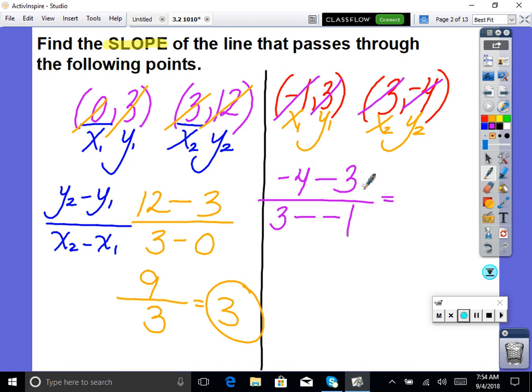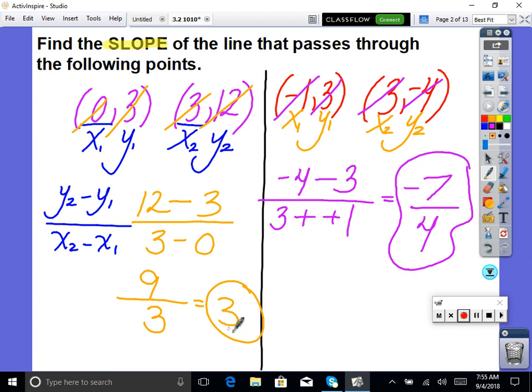Don't just see a 4 and a 3 and assume it's one. Think. -4 minus 3 more is negative 7. Now on bottom, 3 minus negative. That means plus a positive. So it's 3 plus 1, which is 4. So this is a negative line, a negative sloped line. Everybody good?